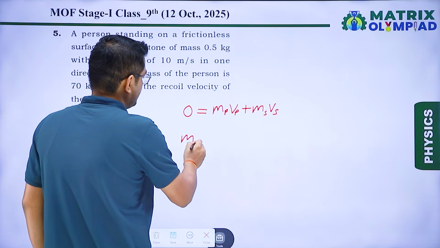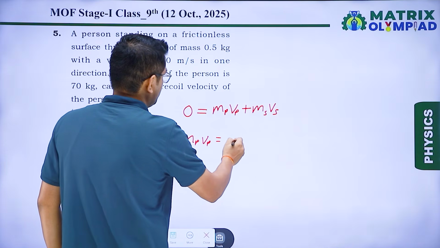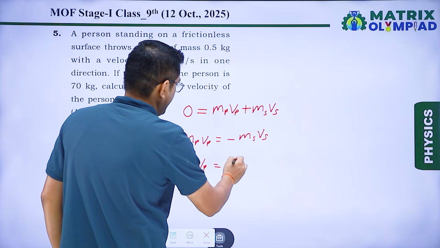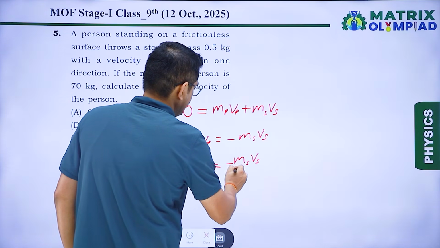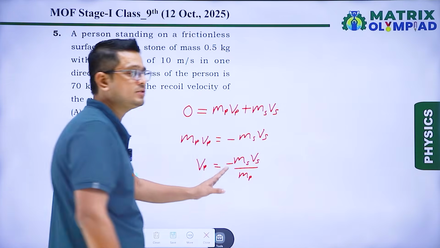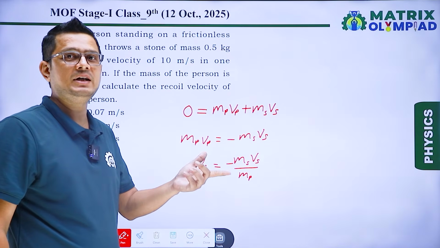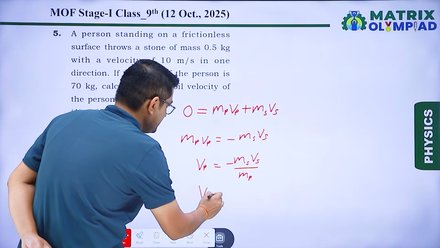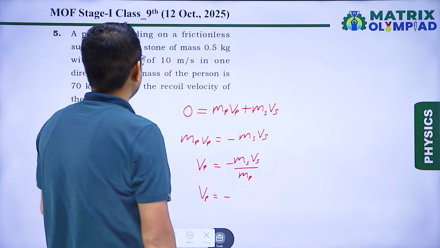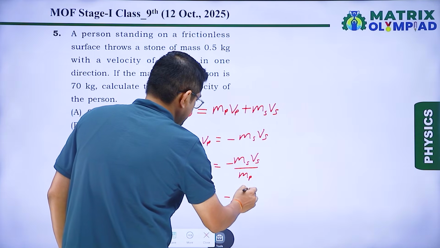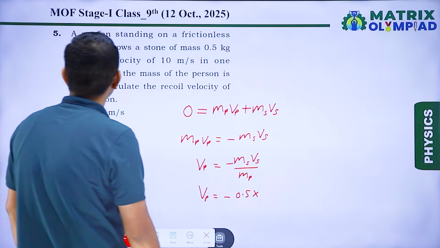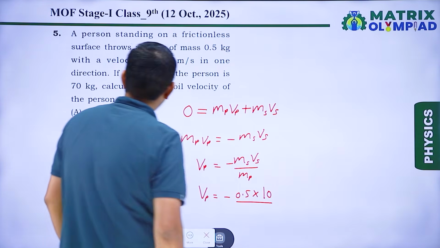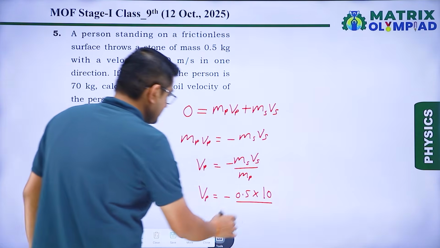So mp vp is equal to minus ms vs. So vp is equal to minus ms vs divided by mp. Here the negative sign shows that the recoil velocity will be in the opposite direction of the direction of motion of the stone. So vp is equal to minus, the mass of the stone is 0.5 multiplied by the velocity of the stone, which is 10, divided by the mass of the person, which is given here as 70.